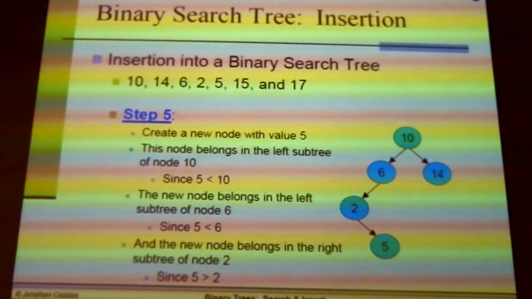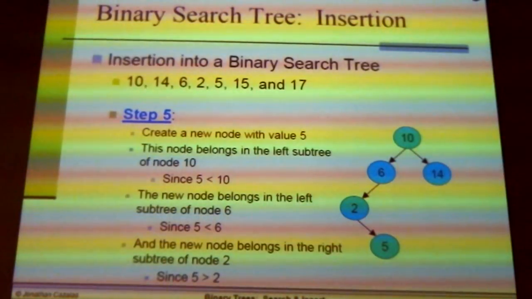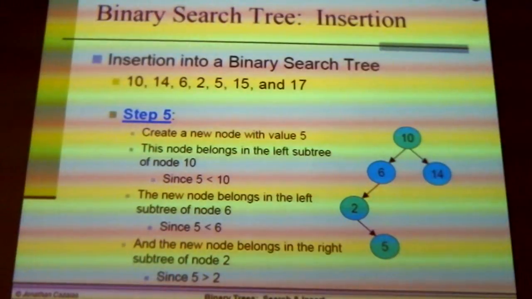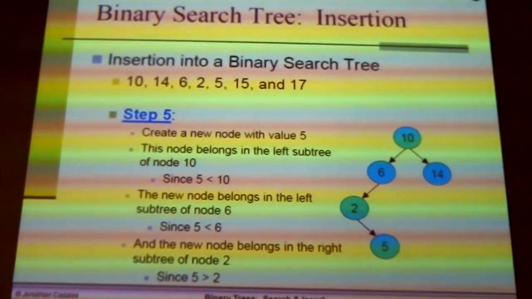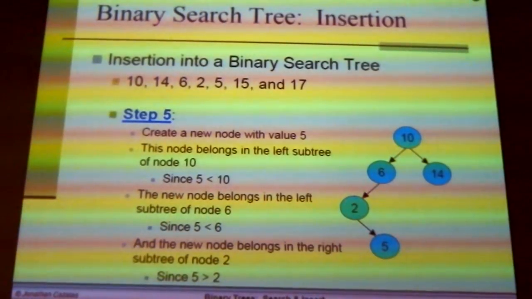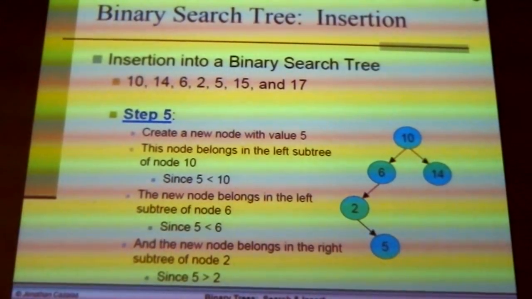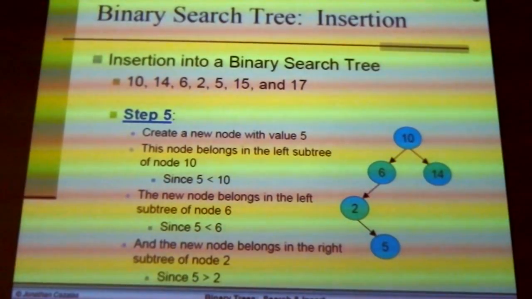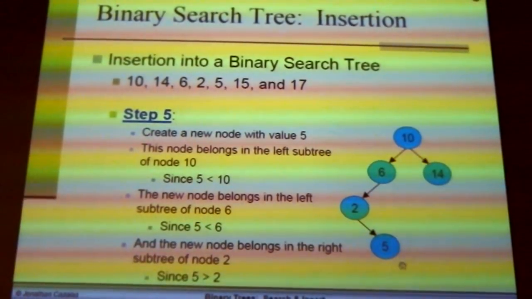So here, now we do the same thing with our 5. Our 5 is definitely less than 10. Our 5 is definitely less than 6. And then 6 has a left, so we can't put it where the 2 is at because it's already occupied. So then relative to the 2, the 5 is actually greater than the 2, and therefore you would put it on its right.